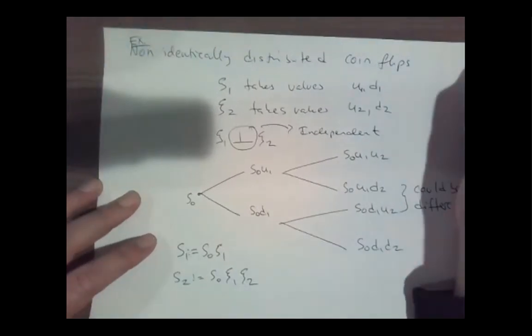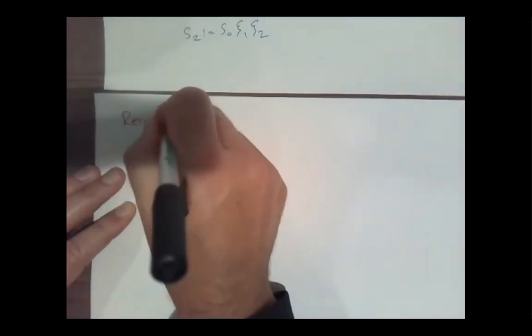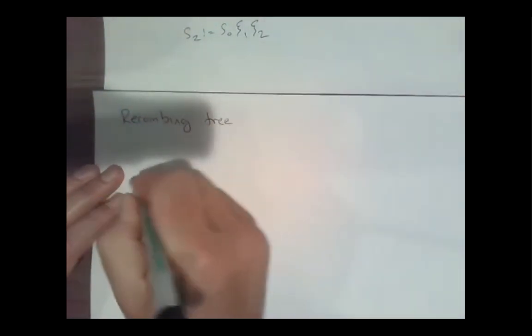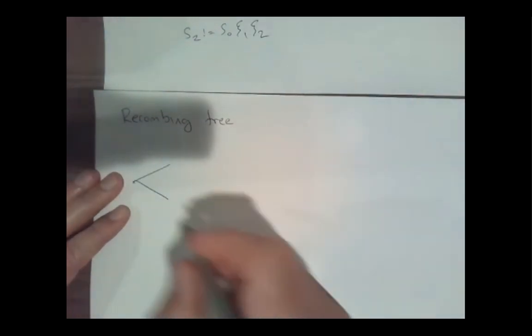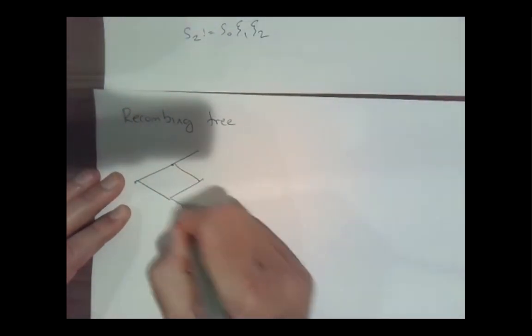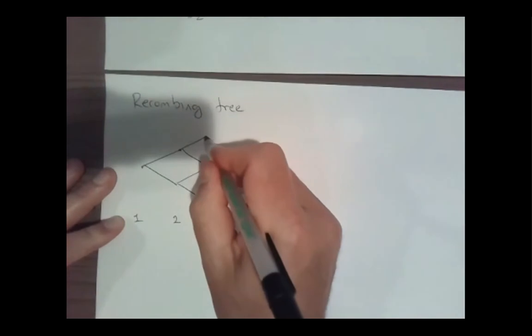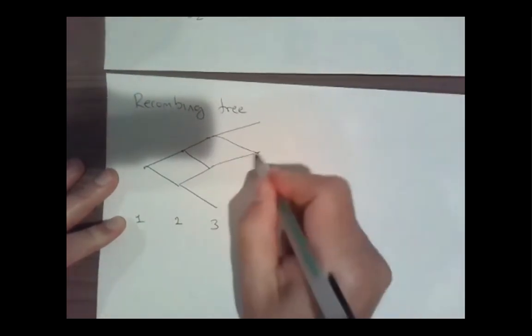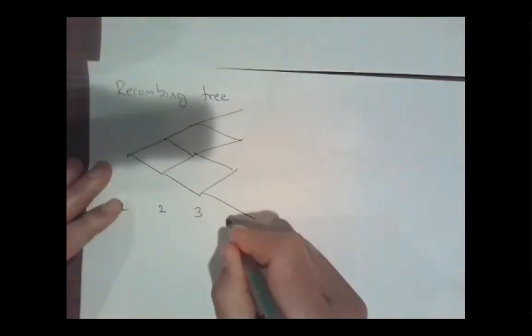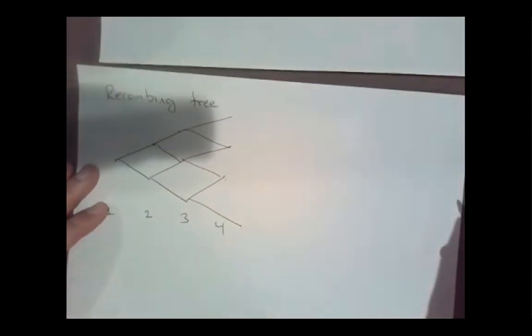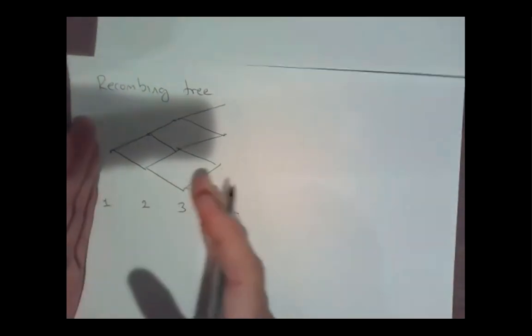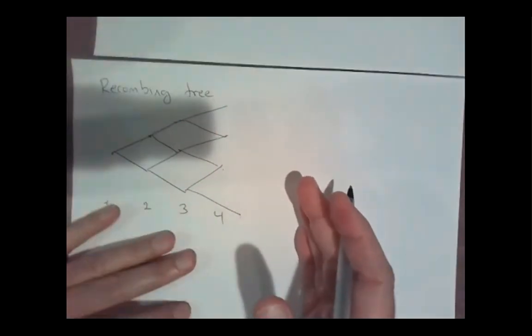There are great benefits to having this recombining property. If you just try to draw out a recombining tree, this is how it would start. Here I'll have one value, here I'll have two values, here I'll have three values, and if I continue, I would have four values. So you see, every time you go one step out, you're just going to get one more possible stock price.